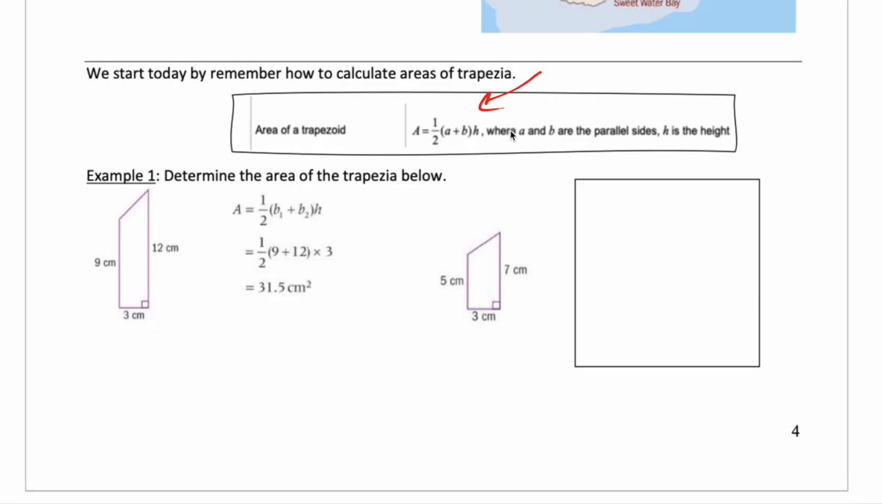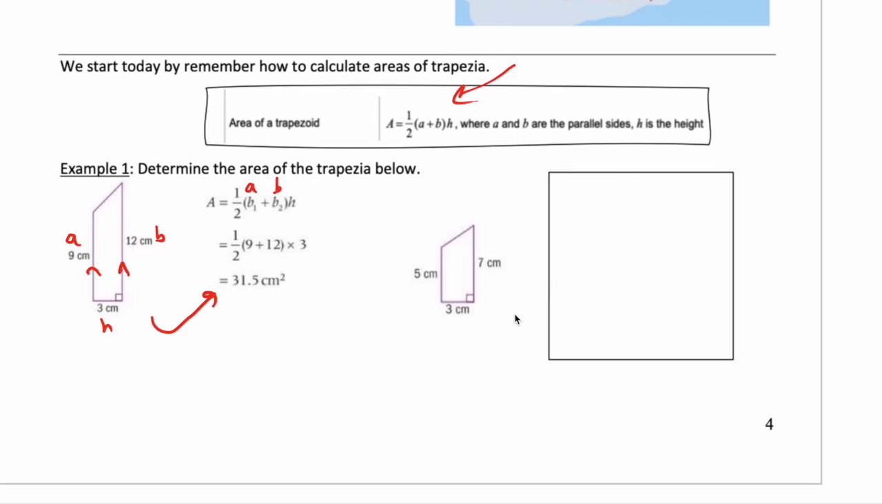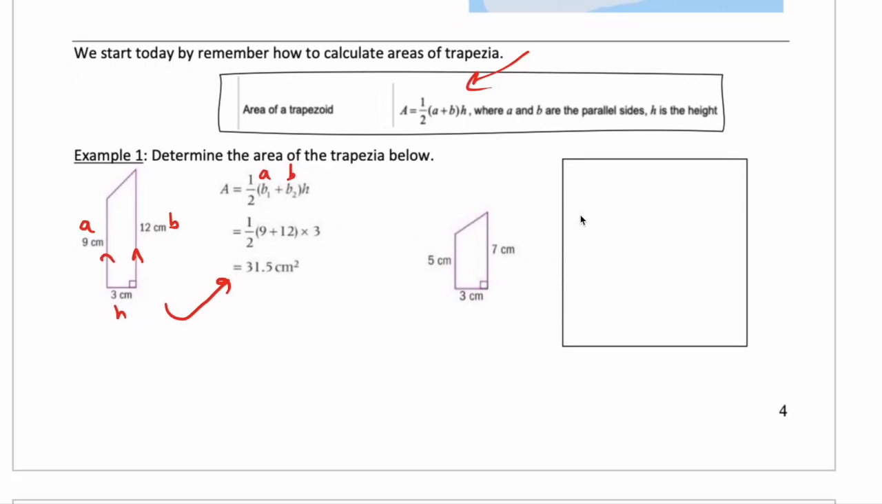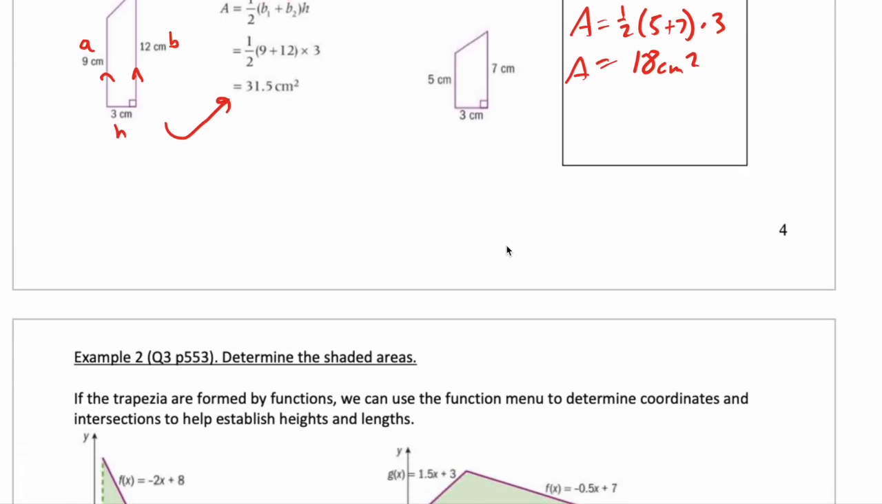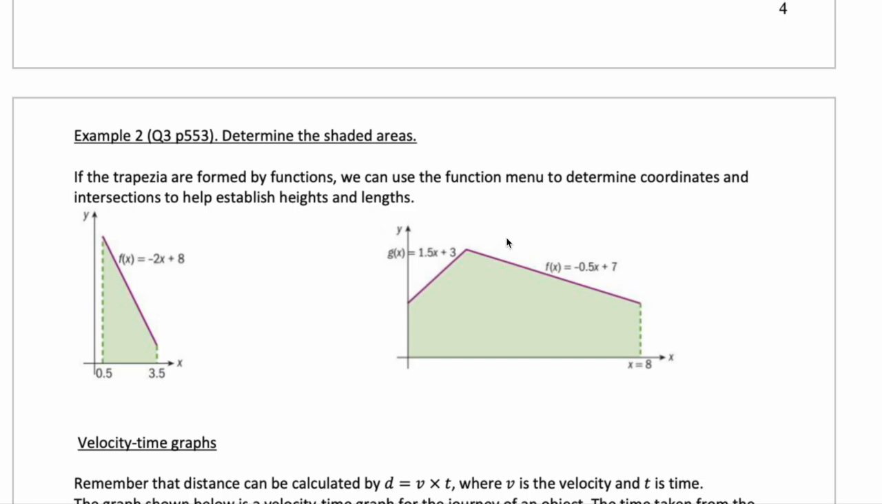The area of a trapezoid is in the form of the formula booklet, half a plus b times h, where a and b are the parallel sides. So this is the a and the b in this case because these are the parallel sides, and that's the h. You can see how to calculate the area here. This formula uses b1 and b2, but the formula booklet uses a and b. So for this area right here, we have half, and then 5 plus 7 times 3. This is 12, so that's 6 times 3, which is 18 square centimeters. That's the formula for the area of a trapezium.